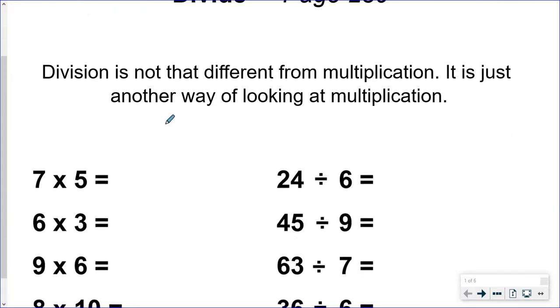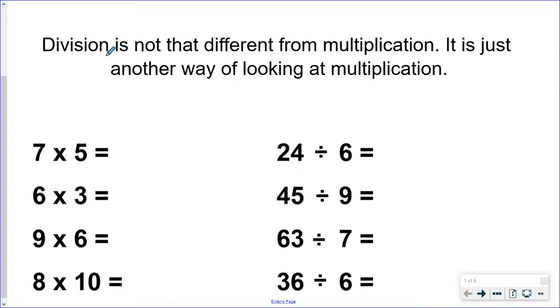So as we start, take a look at the screen here. It says division is not that different from multiplication. It really isn't. There's a lot of similar features between division and multiplication. As a matter of fact, I would even go as far as to say that division itself is just another way of looking at multiplication. So if you are getting better and improving on your multiplication facts, then division itself is a form of multiplication. And if you're still struggling with some of your multiplication facts, that's okay, because using division might actually help you with learning more of your multiplication facts.